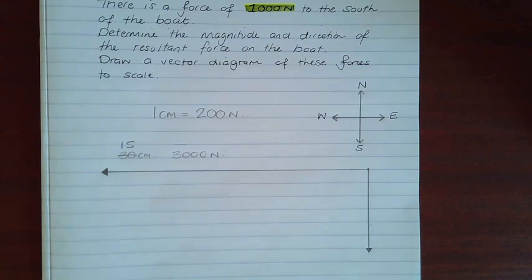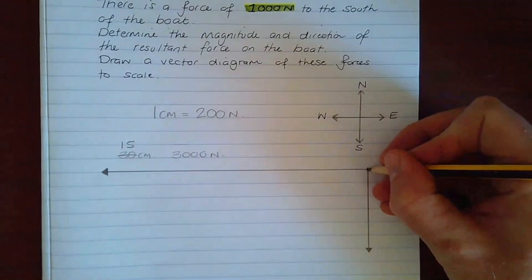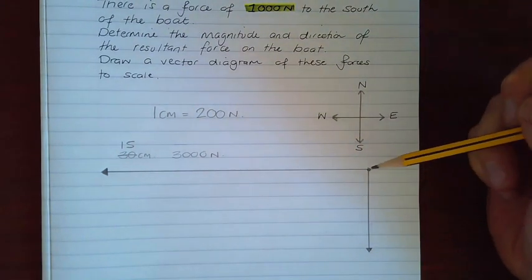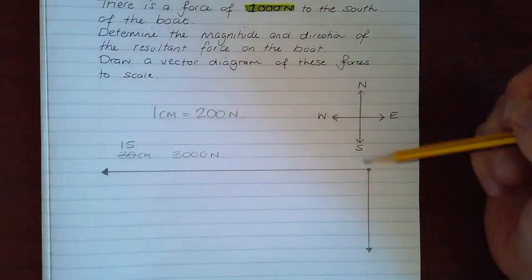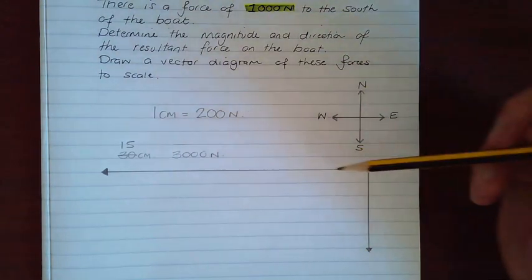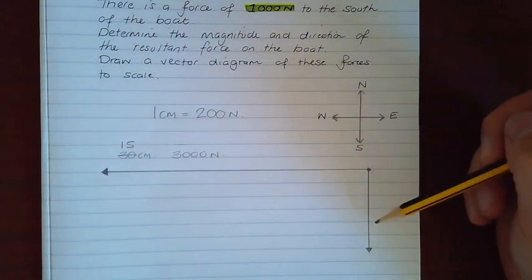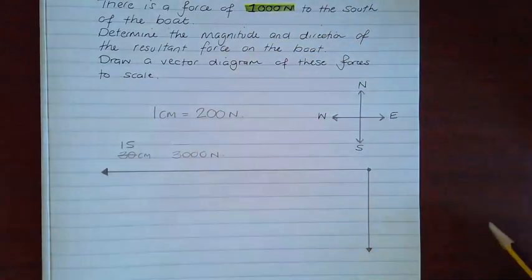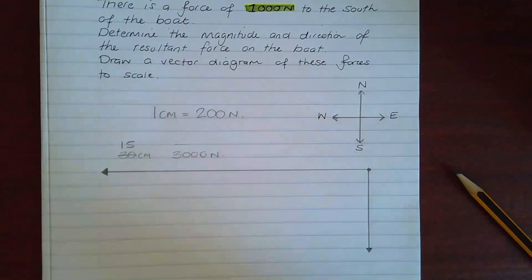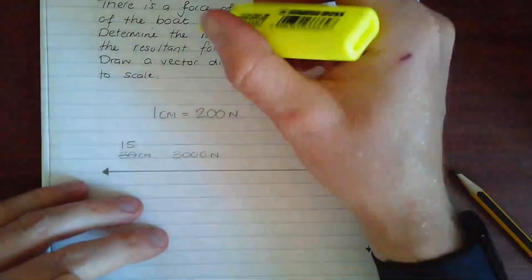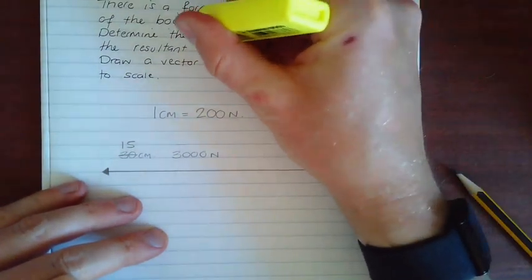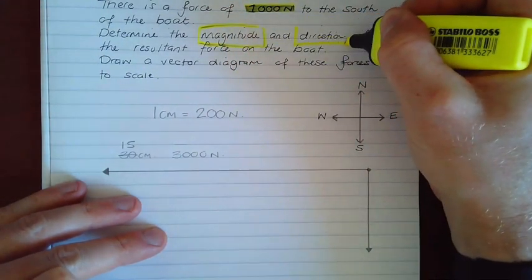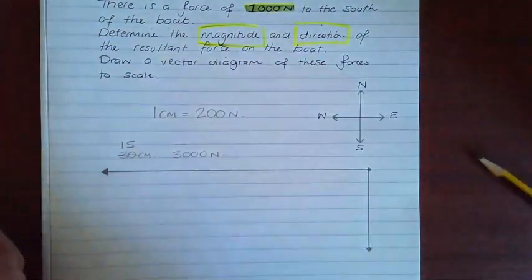Then, so we've got our origin point here, which is where the boat is, and then the boat is being pulled by a 3,000 newton force in that direction and a 1,000 newton force. What we have to do is we have to figure out the magnitude. So magnitude is size. So we want the magnitude. I'm just going to box that. And we want the direction. So those two things are going to give us our marks here.